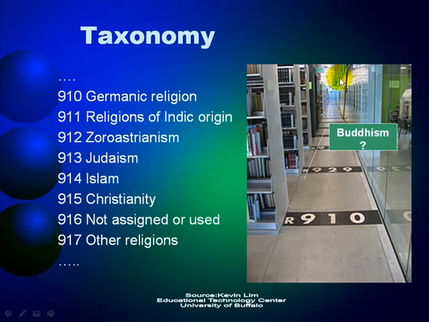Here's an example of taxonomy in a library system that's based on the Dewey Decimal System. And as you can see, books are organized by religions. But what if you had a book on, say, Buddhism? Where would we put that? Would we put that under 916, not a sign? Or would we put that under 917, other religions? Do you see how taxonomy is very hierarchical and very rigid?